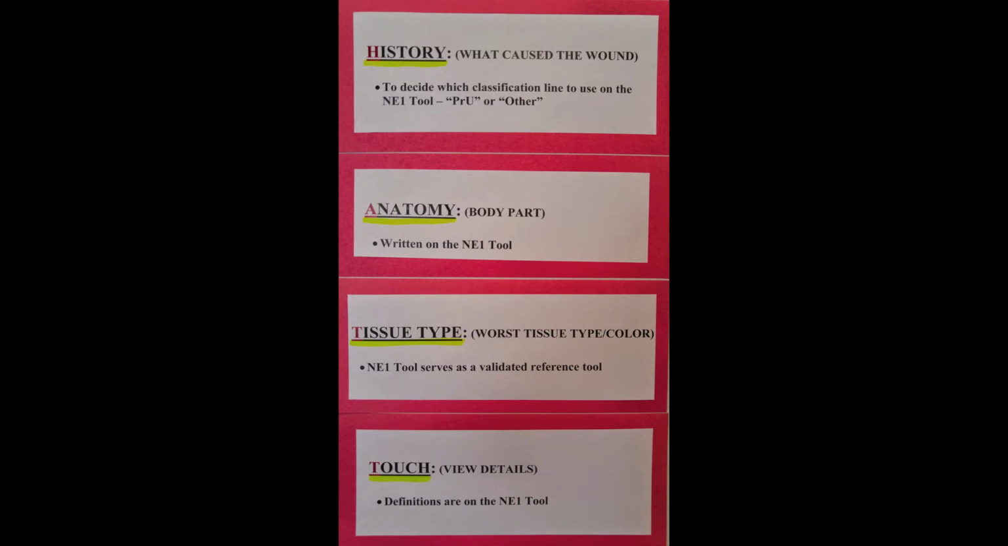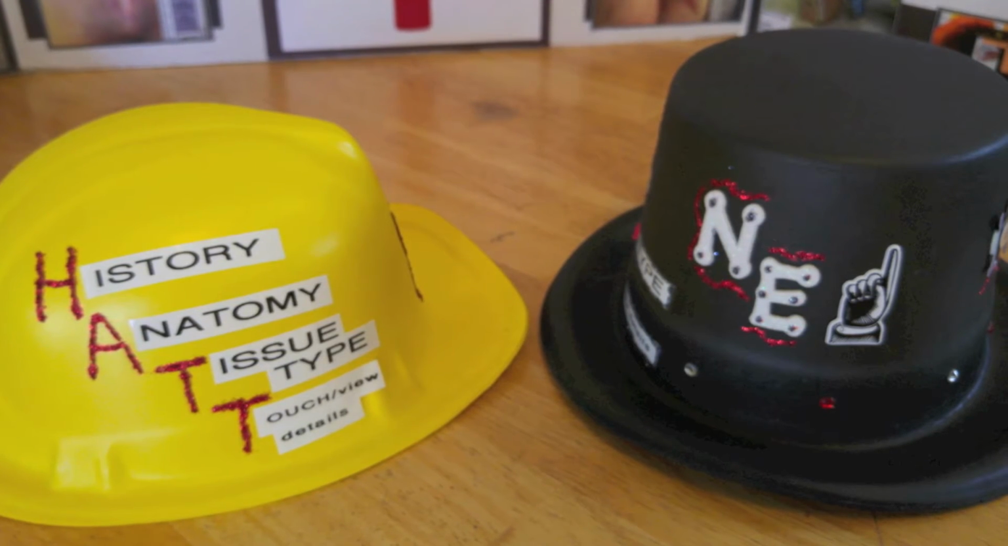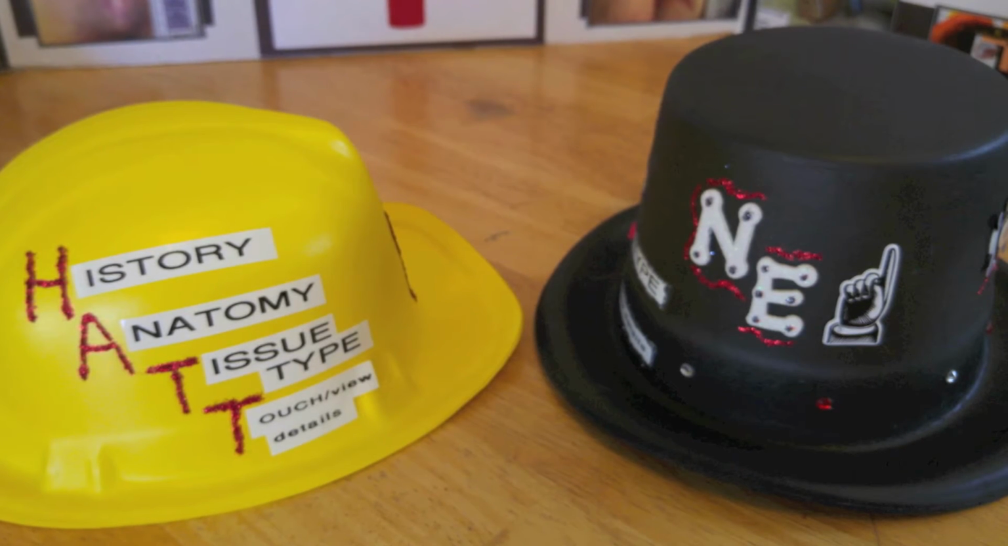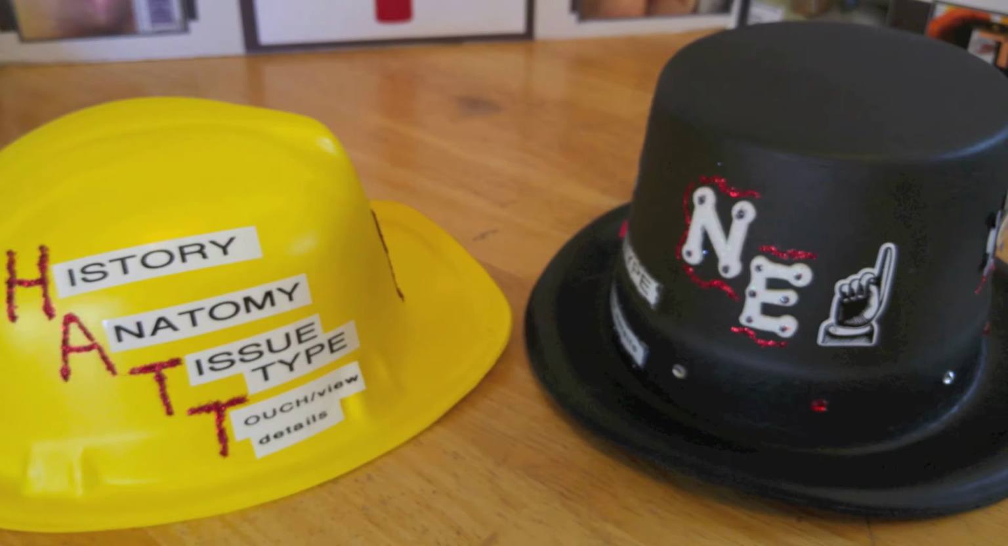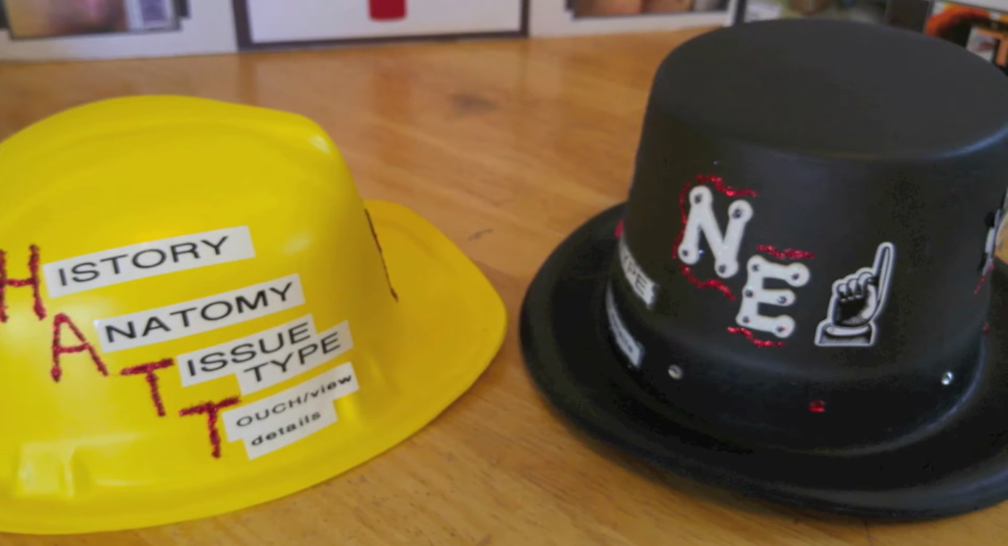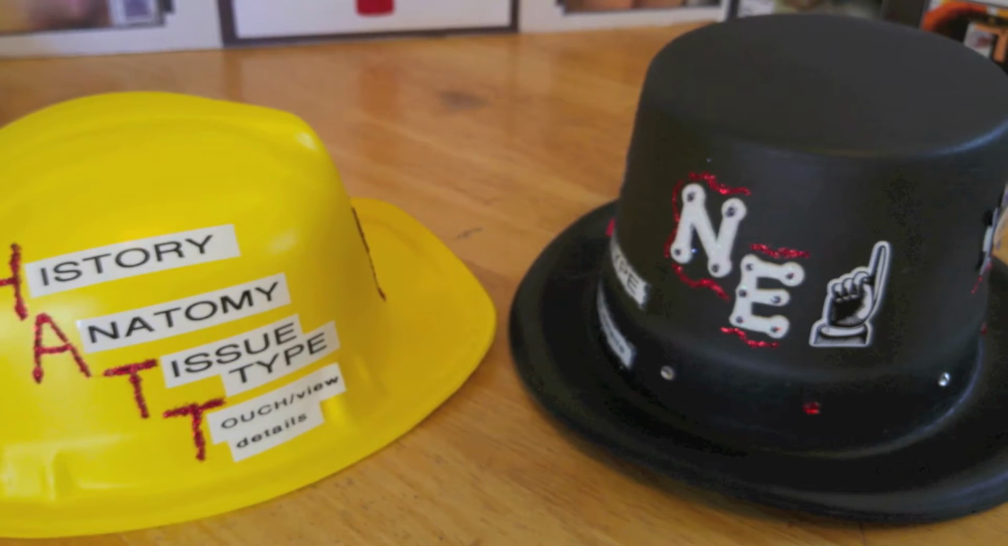Now that you understand that there are 2 types of wound classification groups, pressure ulcer and other, we can move on to the 4-step proven methodology that will assist every clinician with correct wound injury classification. This new methodology follows a simple acronym called HATT, and these letters stand for history, anatomy, tissue type, specifically worst tissue type, and touch view details. Every time you assess a wound, put your hat on and learn a great new habit.